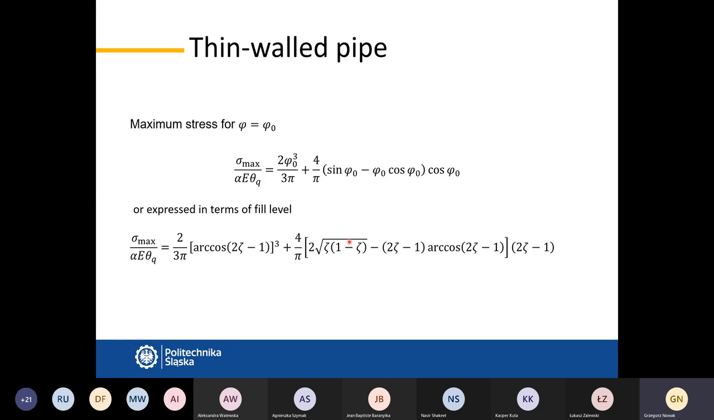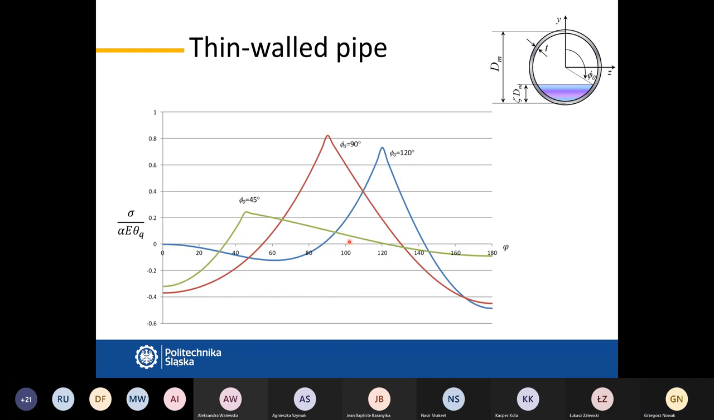So if we draw it on a figure, you will see the relative stress, depending on how much of the water is there. So you see that if phi zero would be small, we have a lot of water. So phi zero equals zero, we have full of water. Phi zero equal to pi, so 180 degrees, we have zero liquid.